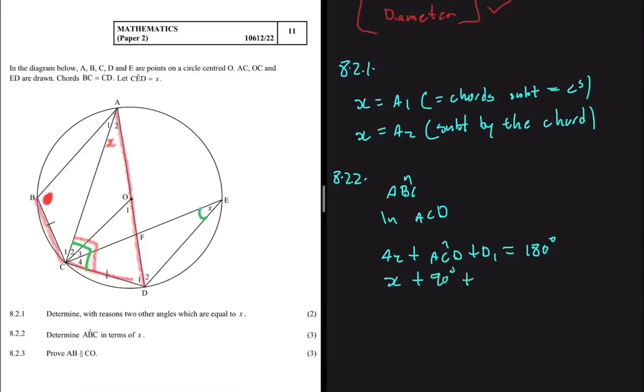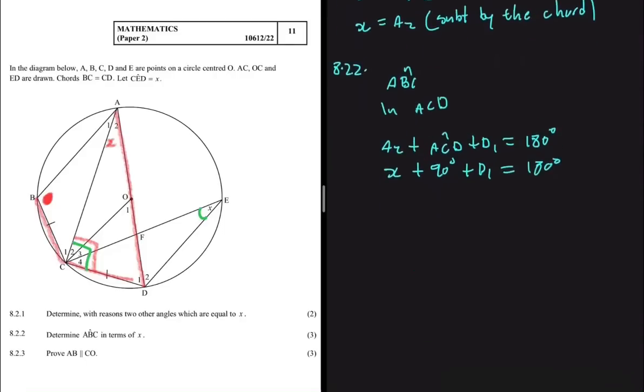And then plus D1 should be equal to 180 degrees. So if we solve for D1, we shall get 180 minus 90 minus x. So D1 should be 90 degrees minus x, right? So this angle here, D1, we're saying that it is 90 minus x.